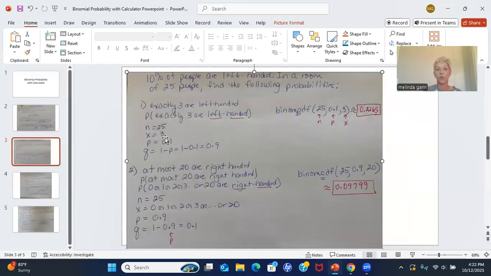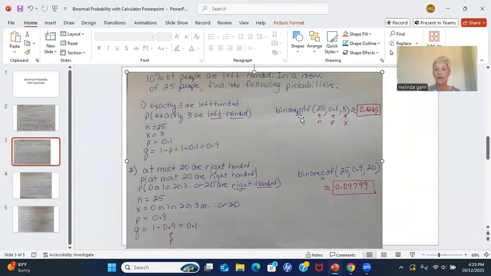So because there's only one number next to X, I go to second bars, I scroll down until I find binomial PDF and I hit enter. Now, on my machine, I've got to scroll down for a while. On mine, binomial PDF says 0 next to it. Okay, so always past 9, it's really 10.